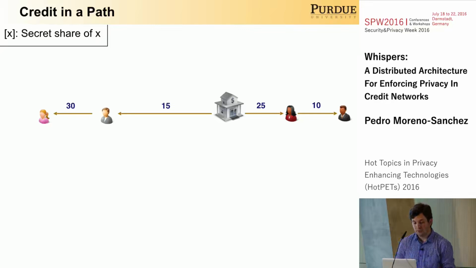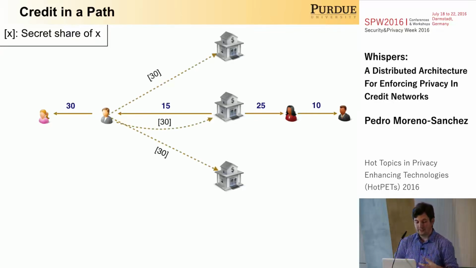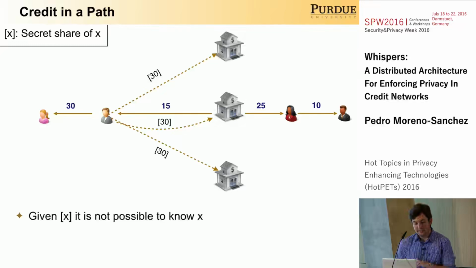So what we propose instead is taking advantage of the fact that we are going to have several landmarks. Now a user can create secret shares of the credit link value and send one share to each of the landmarks. One of the properties of the secret sharing mechanism is that given only one share of the value, it's not possible to reconstruct the value itself.